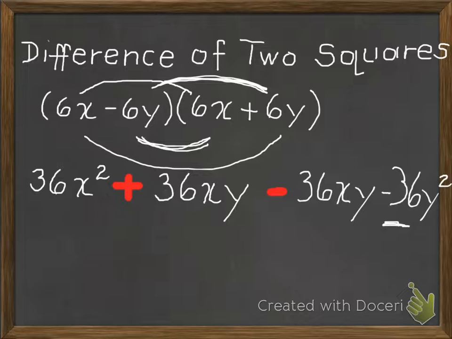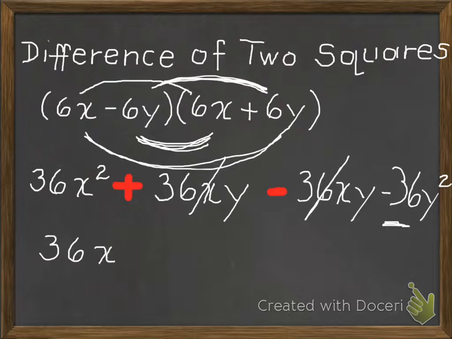Okay, and now you see here that the outer product plus the inner product results in two terms that are exactly the same, but they have opposite signs. Plus 36 minus 36 is 0, so it's 0xy. So these terms cancel. In other words, the middle term drops out, and we have 36x squared minus 36y squared.